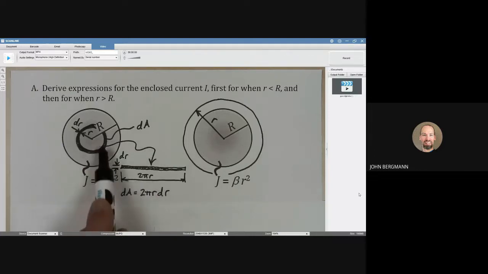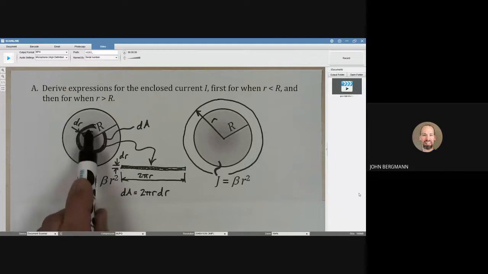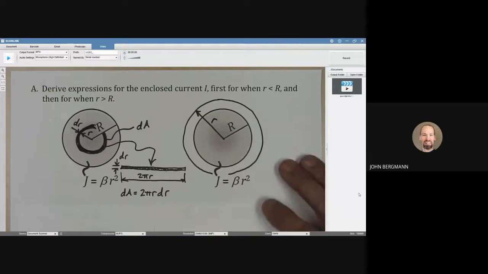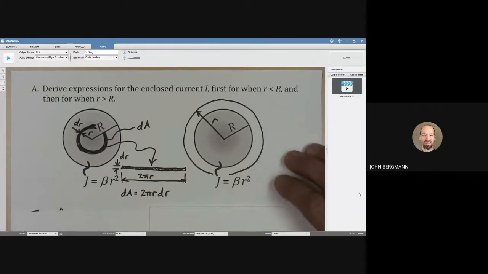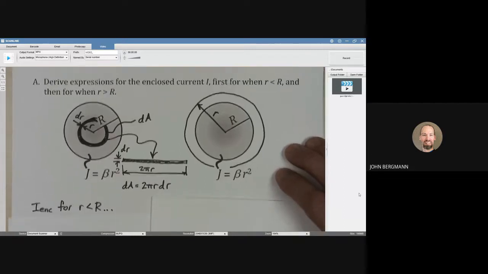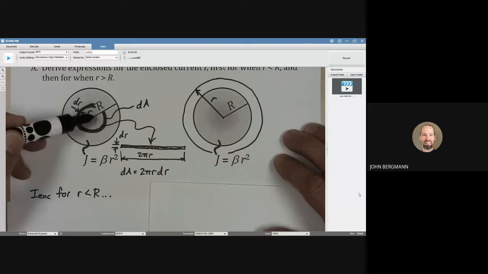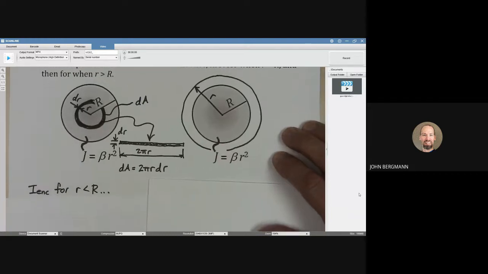Do you see that the area of this little guy, if I pulled it out and flattened it, would be a really thin rectangle of length 2 pi r, because that's the circumference, and then it has a little thickness dr, which means the area is 2 pi r times dr. Whenever we are going to use Ampere's law, we're first going to have to find the current that is enclosed, because each of these little rings has a different value of the current density.